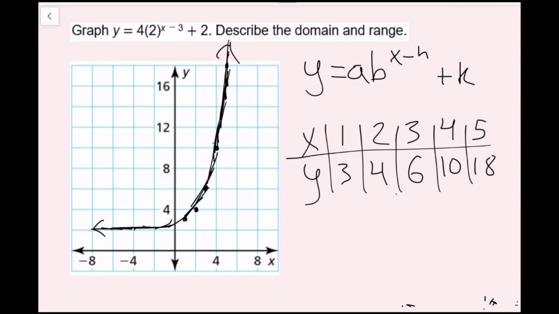So this is a pretty decent sketch of this exponential function. Now I need to describe the domain and range. So my domain, once again, is going to be all real numbers because there is no number that I can't plug in for x here.